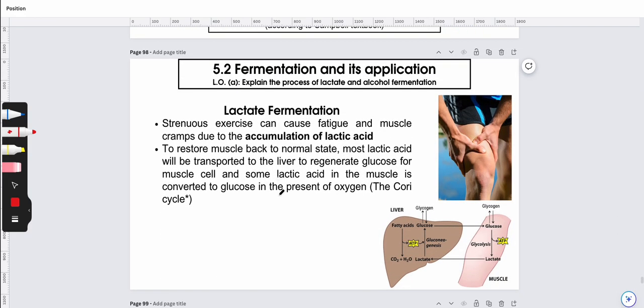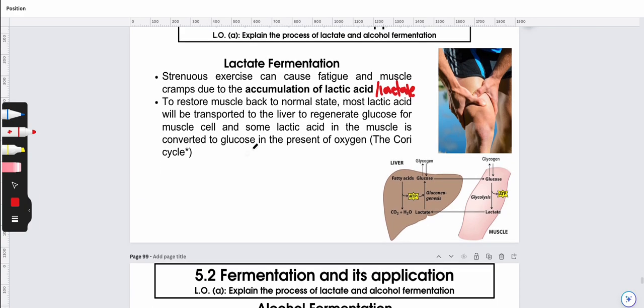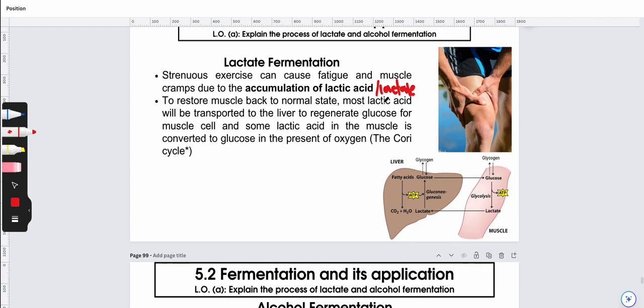And let's see. This is how it looks like. You keep massaging your muscle, because it hurts. It's starting to hurt. So why do you think it causes muscle cramp? Because too much lactic acid. So lactic acid is the same as lactate. When we're talking about lactic acid, it's the same thing as lactate. So how do we actually restore the muscle to the normal state? The lactic acid is very, very toxic in our body. It cannot stay in our body or else we might die because it's too toxic.